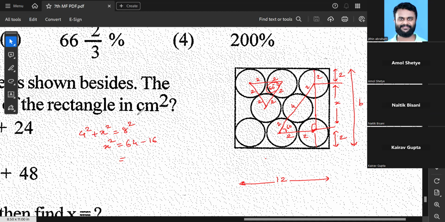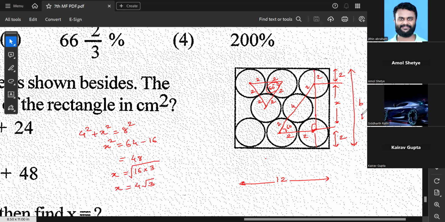Yeah, makes sense. It's 48. 48 can be written as 16 times 3. 16 is a perfect square, so this can be written as root 16 multiplied by root 3. That is 4 root 3. So x becomes 4 root 3.